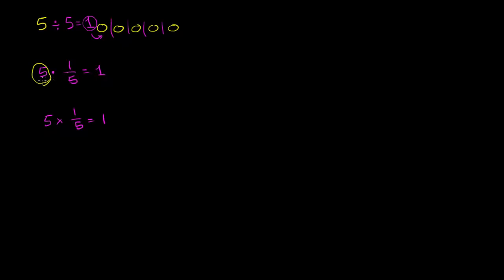That's just because 5 times 1/5 is the same thing as 5 divided by 5. If you were to actually multiply this out, if you actually take 5 times 1/5, this is equal to 5 over 1 times 1 over 5. You multiply the numerators, 5 times 1 is 5. Multiply the denominators, 1 times 5 is 5. So you have 5/5, and 5/5 is the exact same thing as 1.